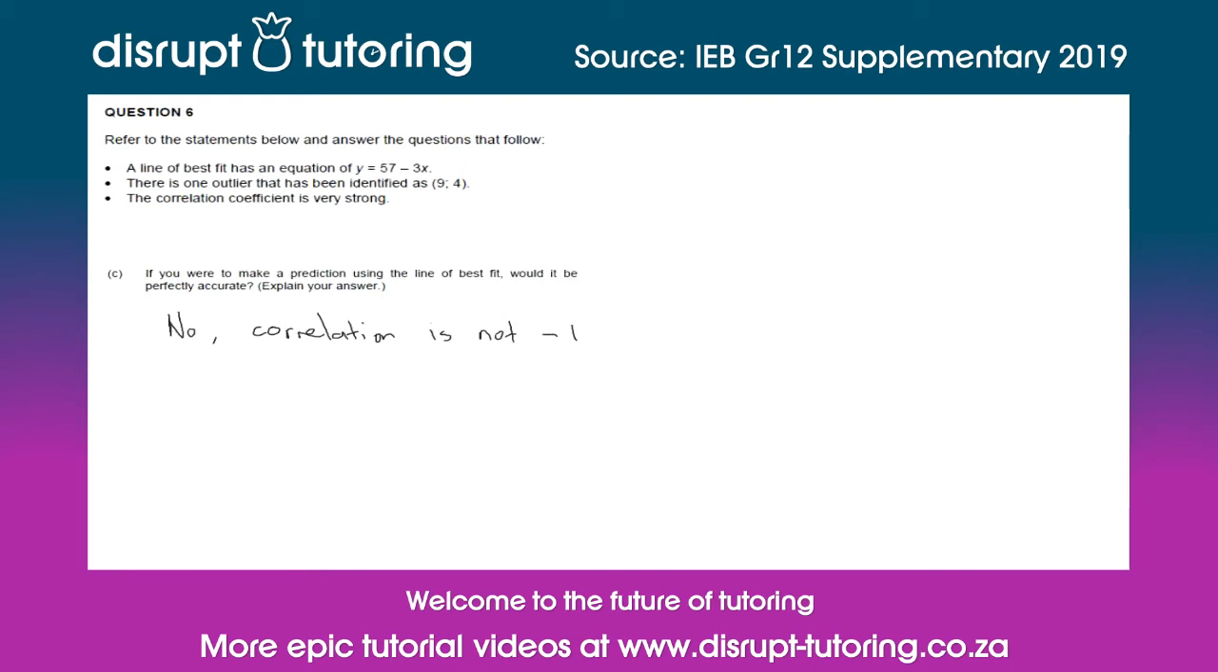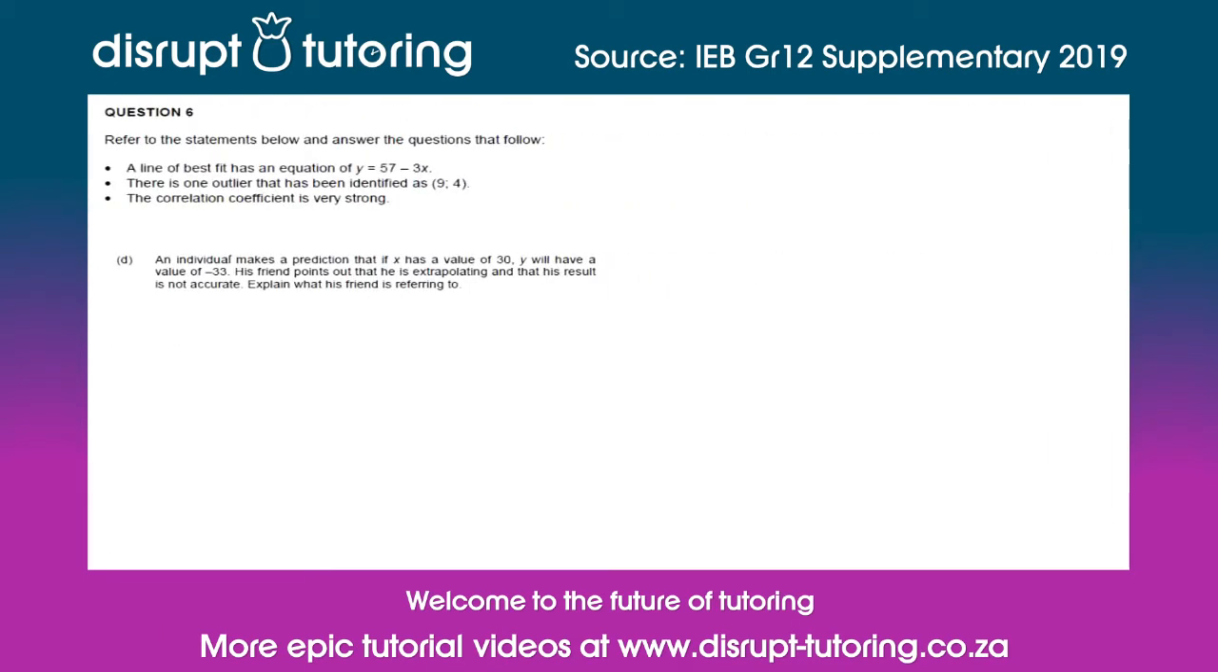And then finally, going on to D, an individual makes a prediction that if x is a value of 30, y will be a value of minus 33. His friend also points out that he is now extrapolating and that his result won't be accurate. Explain what this means. So extrapolation is when a data point is higher or lower than the maximum or minimum data point you received.